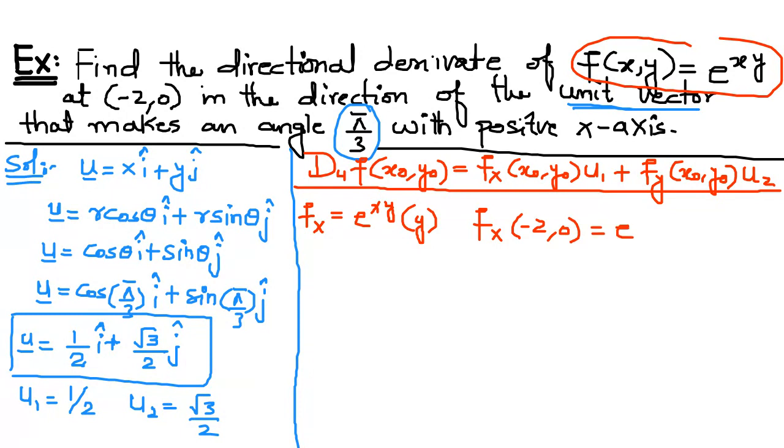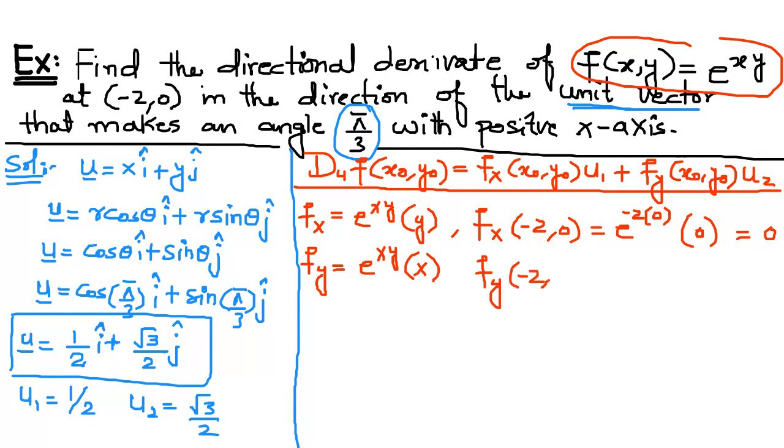So that is equal to e power (-2 into 0) multiplied by 0. Multiplying by 0 means everything will be 0. Similarly, you can find the partial derivative with respect to y, that is equal to e power xy multiplied by x. So if you put in the values -2 and 0, that will give you e power (-2 into 0) multiplied by -2. E power 0 multiplied by -2. E power 0 is 1, so that will give you -2.